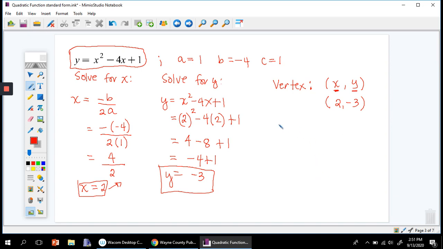Now let us also discuss the other properties aside from the vertex. Let us identify the axis of symmetry, AS for axis of symmetry. So axis of symmetry is actually the value of your x. So that will be x is equal to 2. This is also your axis of symmetry.